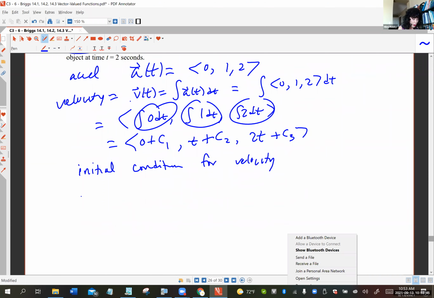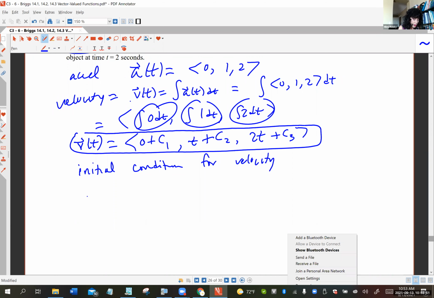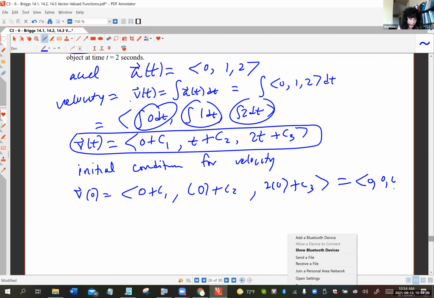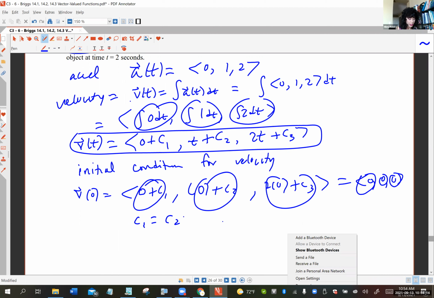Okay, so right now we have the velocity vector as a function of t. If we evaluate the velocity vector at 0 seconds, we'll get 0 plus c1, 0 plus c2, 2 times 0 plus c3, and that needs to be 0, 0, 0. Now, if you equate each of these components, this one's kind of obvious. It'll turn out that C1, C2, and C3 are all zeros.